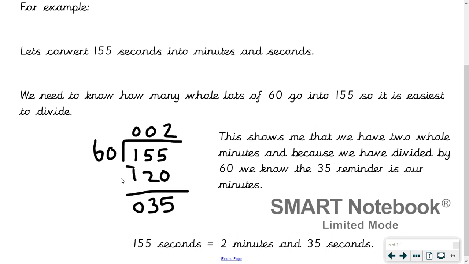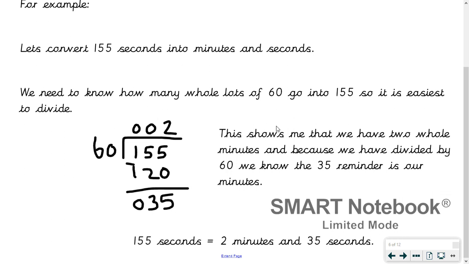2 times 60 is 120, put it underneath, and take it away. You've got 35 left. If you did it short bus stop because you're quicker with that, that's fine. But hopefully we had 2 whole lots and then 35 left over. This shows me that I've got 2 whole minutes. So anything up here is 2 whole minutes.